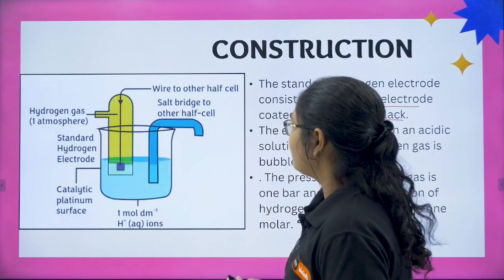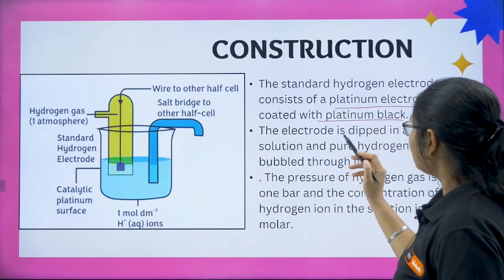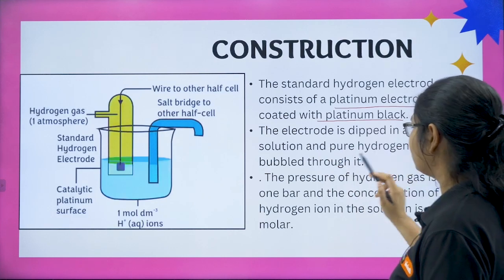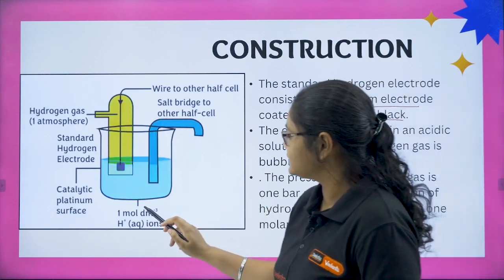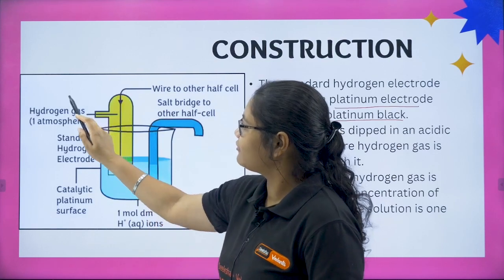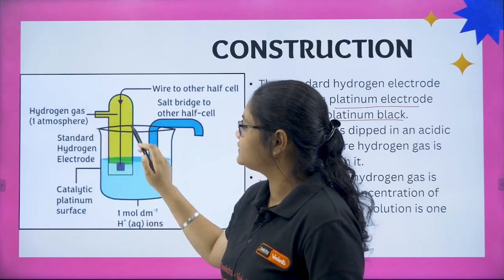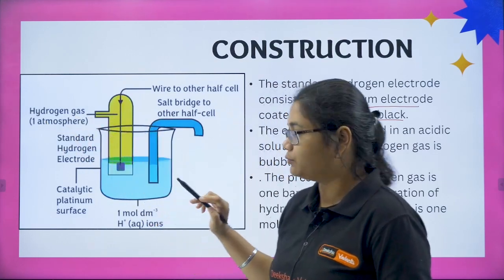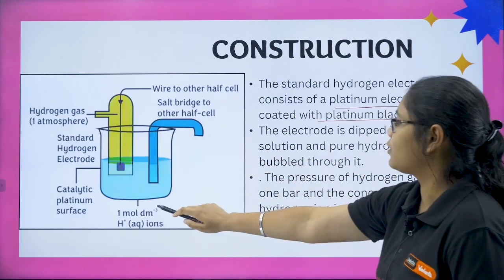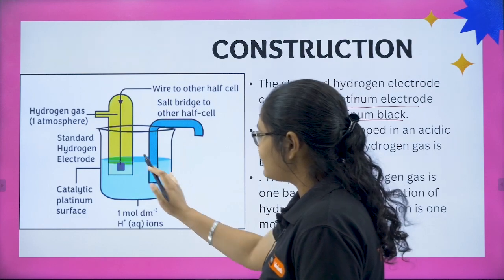Now what happens here? The electrode is dipped in an acidic solution and pure hydrogen gas is bubbled through it. So this is an acidic solution, and you have pure hydrogen gas bubbled into this tube. Next, the pressure of the hydrogen gas is 1 bar and the concentration is 1 molar. So here one reaction happens.